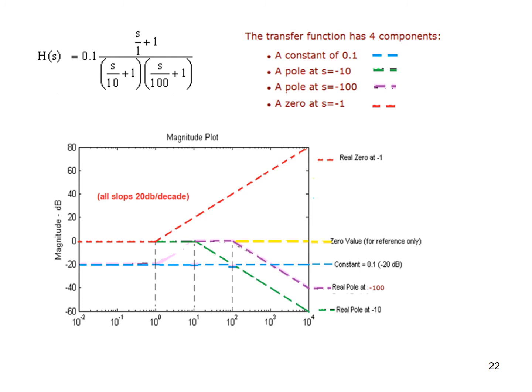And then the last one, we have a 0 at s is equal to 1. So s is equal to 1 means 10 raised to the power 0. So up to this point, the magnitude will be 0, and since it is a 0, it will go up with a positive slope, and since the power is 1, it will be 20 dB per decade up. So from here to here, one decade, and it has gone 20 dBs. So this is how we have plotted the four components of this transfer function. And now we'll add them to make the final diagram.